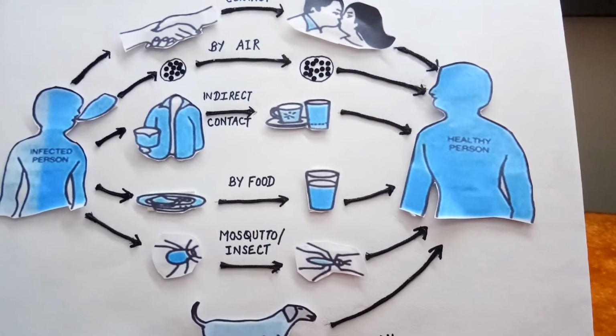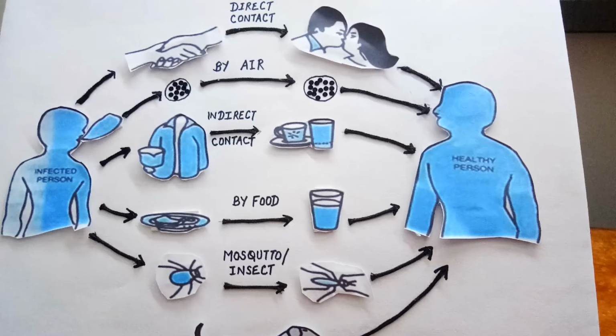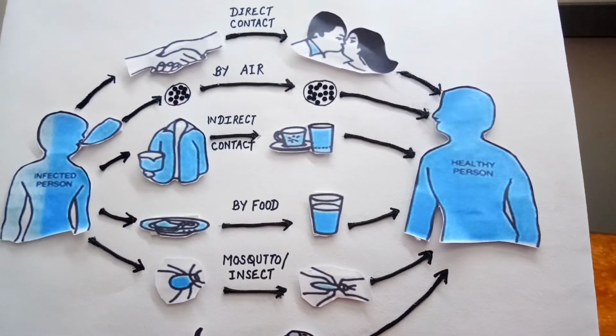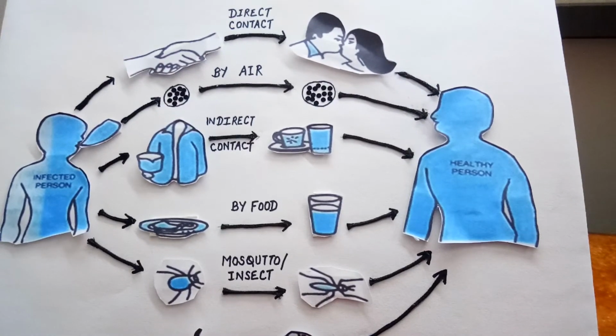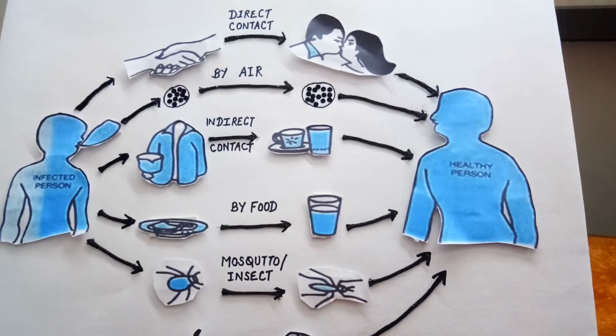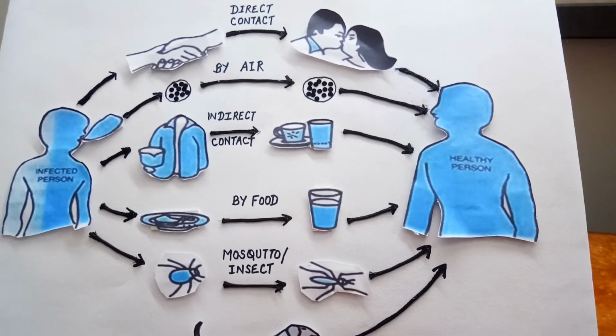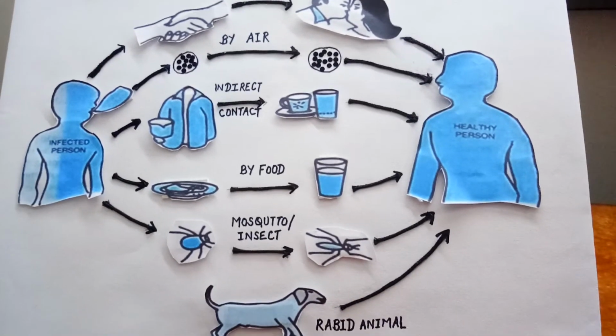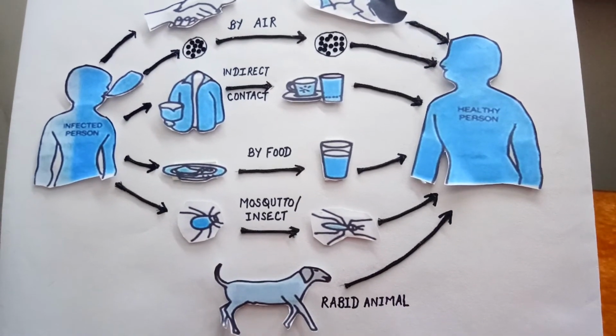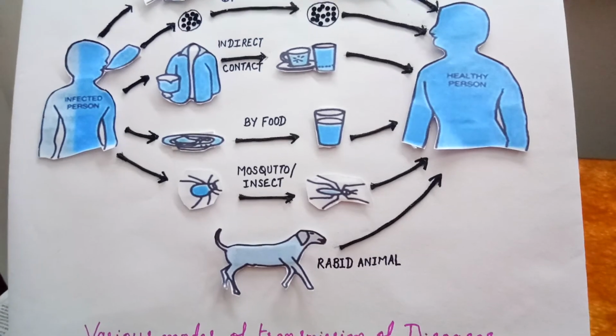Then there are certain diseases like syphilis, AIDS, gonorrhea, etc., which get transmitted through sexual contact. So we need to remember all these different means by which the communicable diseases get transmitted.